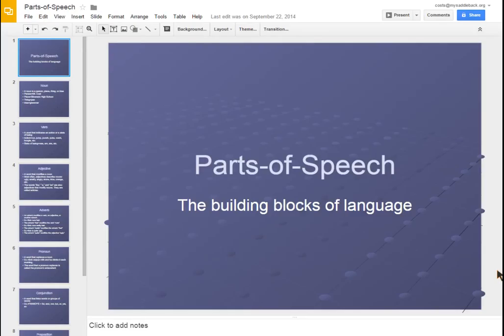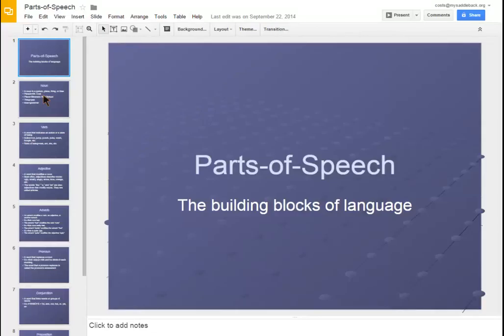Please pause as necessary. There are 8 parts of speech. They're not necessarily the building blocks of language. There's finer, smaller portions of language, but for our purposes, that's what we'll call them. There are 8, and every word belongs to a part of speech. Even if you were to invent a word, it would have to belong to one of these 8.